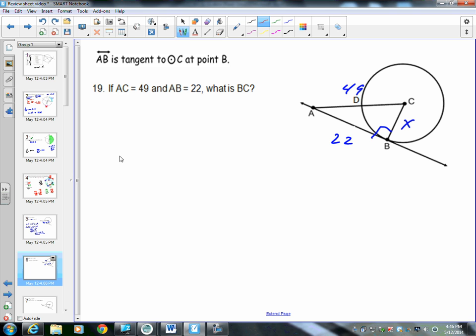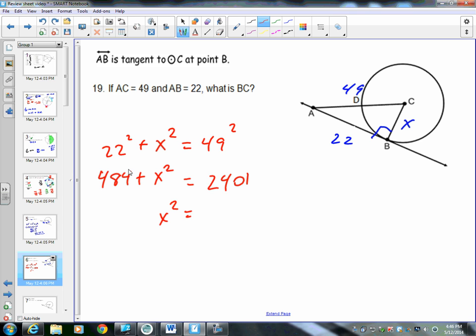It looks a little bit different from last time just because we know the hypotenuse and we don't know one of the legs. So it's going to look 22. Oh, it's not 22, that's 2x. 22 squared plus x squared, because it's our leg, is equal to 49 squared, and that's our hypotenuse. Okay, there's going to be some big numbers, but 22 squared is 484 plus x squared is equal to 49 squared, which is 2,401. We can find x by getting rid of this 484, so subtract 484 on both sides.